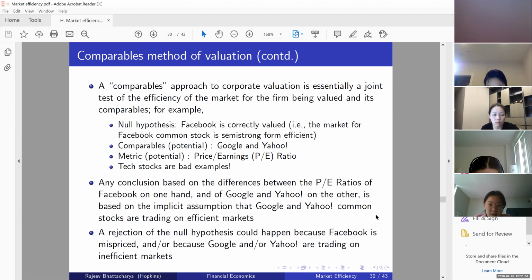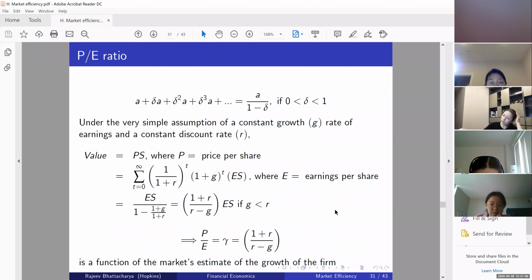Okay, let's go to the next slide. This price divided by earnings makes sense only if the earnings per share is positive. If earnings is negative, earnings growing at a constant rate would make the firm valued negatively. That wouldn't work.